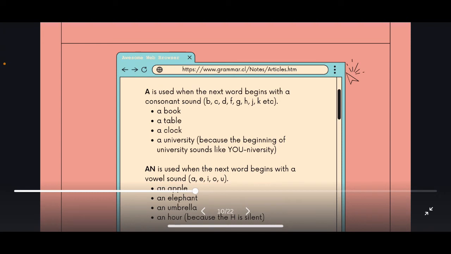And an is used when the next word begins with a vowel sound, like A, E, I, O, U, okay? Like an apple, an elephant, an umbrella, an hour. In the last example, it's because the H is silent, okay?